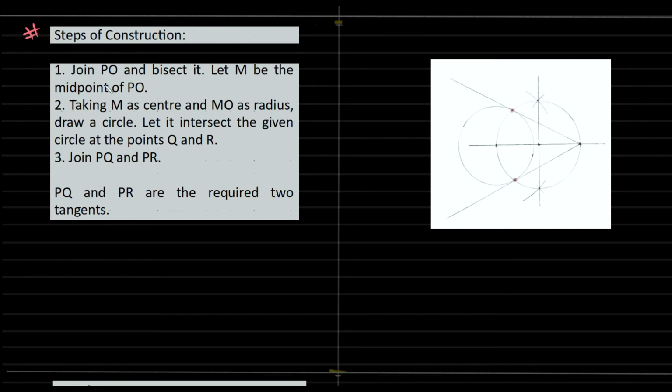Join PO. PO is nothing but your center and the external point. So that would be P and O, and bisect it. Let the point be M. Take M as the center and MO as the radius. Draw a circle. Let it intersect the given circle at the points Q and R. Join PQ and PR. PQ and PR are the required two tangents.